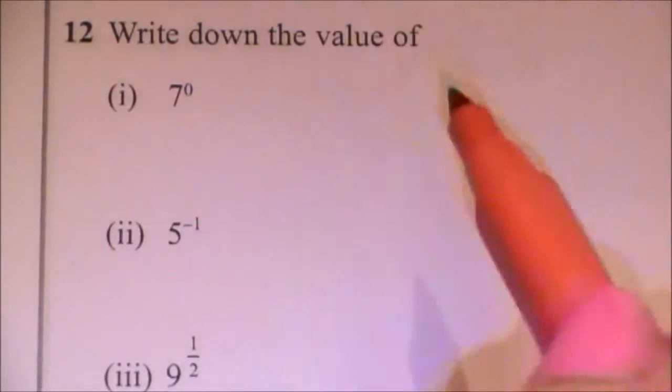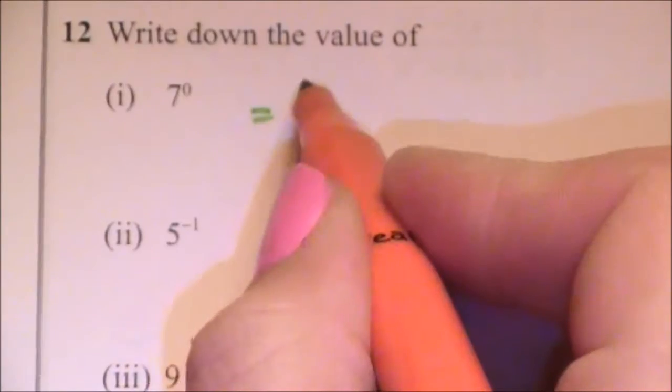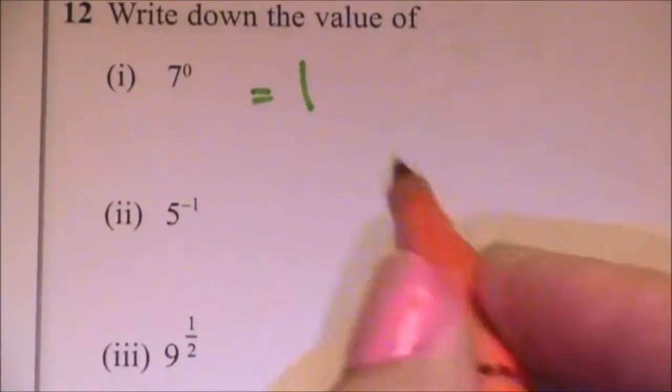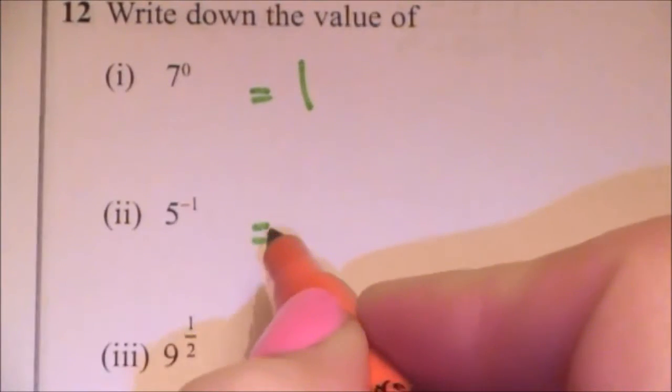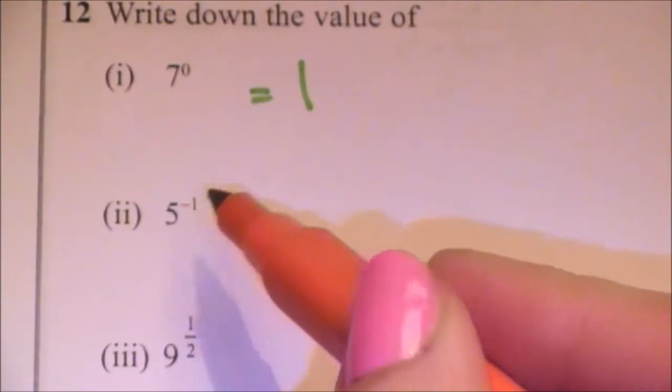There's nothing to work out here. Write down the value of 7 to the power of 0. Well, anything to the power of 0 is 1. Write down the value of 5 to the power of negative 1. Well, in this case, my first point of interest is to get rid of the negative indice.